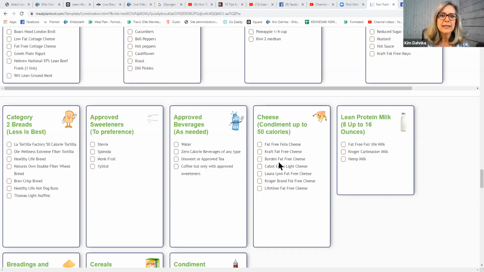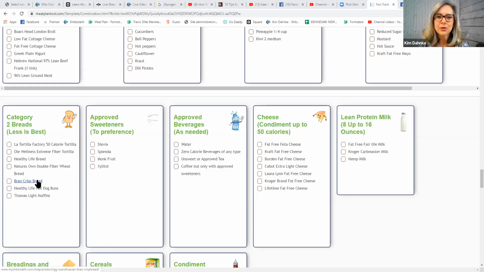So let's look over at these category 2 breads. La Tortilla Factory tortillas. I love a tortilla. I didn't know that I would use tortillas so much, but I enjoy them. I wrap up my Johnsonville turkey cheddar smoked sausage in an Olay Extreme Wellness high fiber tortilla, put a little ketchup and mustard in there, and I've got a delicious meal. Healthy Life bread, Nature's Own double fiber wheat bread, Brand Crisp bread. I had that for dinner tonight.